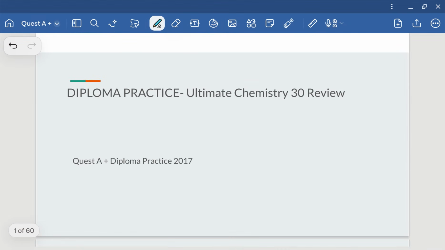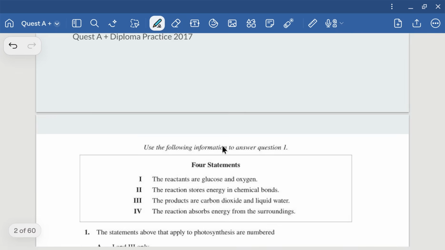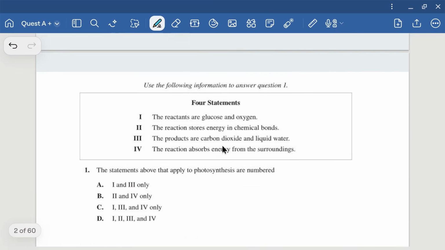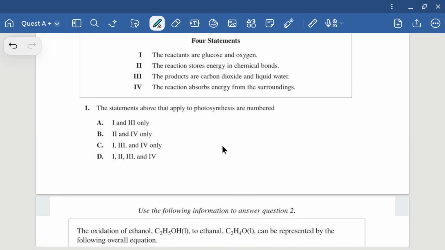Practice for you to do. Review everything chemistry. There are a couple of tricky ones here. It is off of Quest A+, so it's the practice diploma from 2017. The first question is just going over if you know photosynthesis and cellular respiration, which is reactions you want to have memorized. So going through this, just the statements.